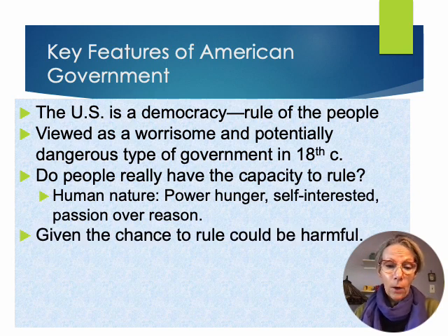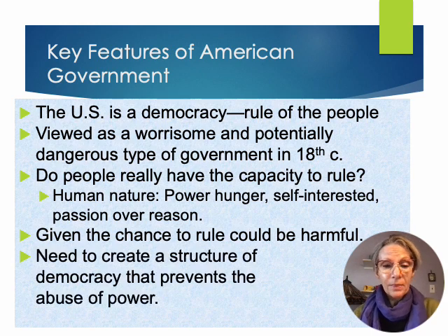And so, they thought giving people the chance to rule could really be harmful. But they had a solution to it, right? Or what they thought would be a solution to it. Basically, what the framers of the Constitution said is that we know democracy can be harmful. We know that people are not always governed by reason, and they're oftentimes governed by self-interest. So what we need to do is create an architecture of democracy that basically puts a brake on the abuse of power.